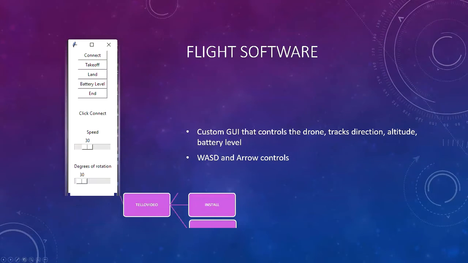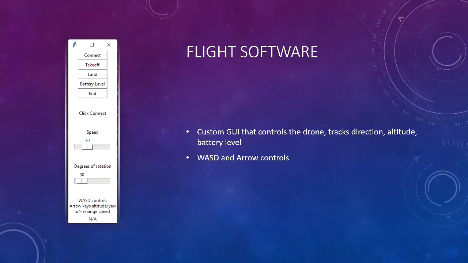All right, I worked on the flight software part, and what we got is just a simple little GUI. The top button just connects to the actual drone once it's connected through the Wi-Fi. Then you have these four simple buttons: take off, land, your battery level, and end, which closes out of the program and silently lands the drone on its own. Then we got these speed and degrees of rotation sliders, so we can control these, because you have to have a number to put in whenever you do the movements.